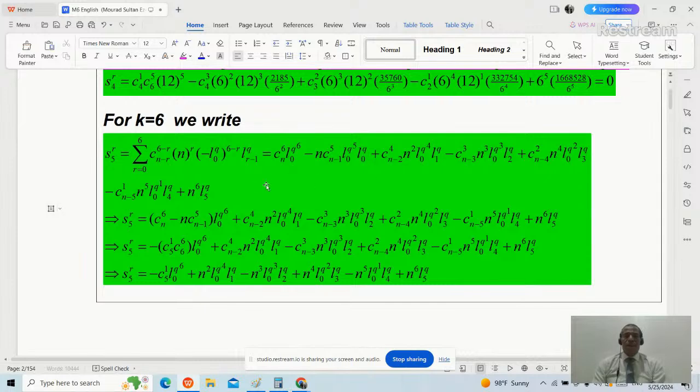Therefore, we said that plus negative combination n minus 5 choose 1, n raised to the power 5, L0 for the q raised to the power 1 times L4 for the q plus 1. n equals 6, 6 minus 6 is 0. Combination n minus 6 choose 0 is 1, so no need to write it. N to the power 6, r is 6. L6 minus 1 is 5. It will be L5 for the q.